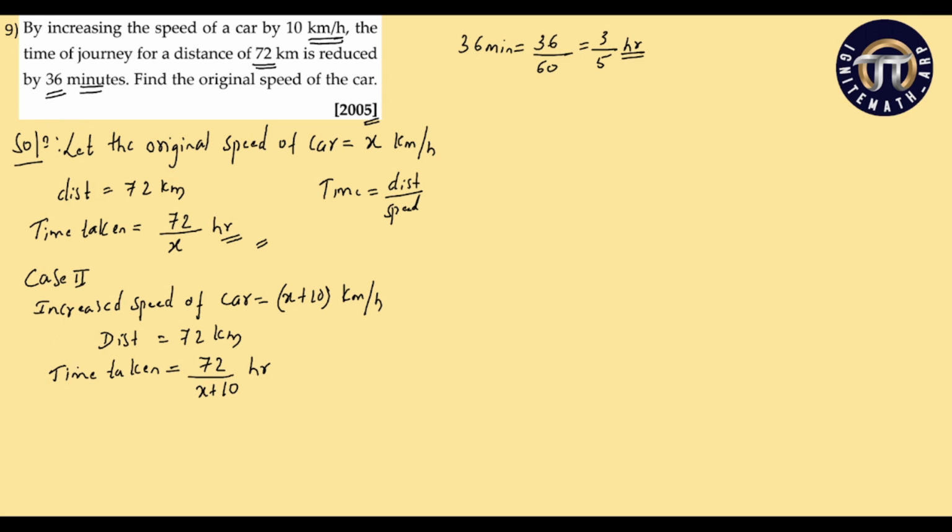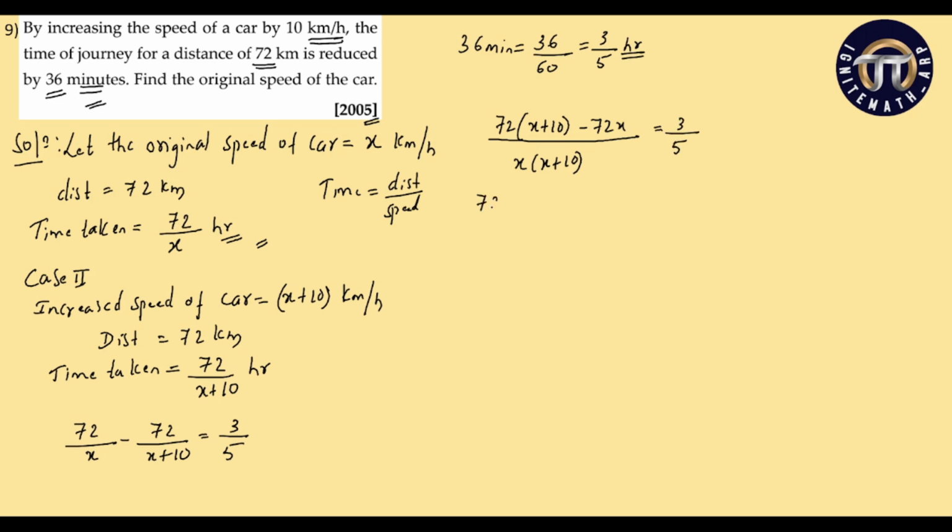The difference between the time taken in the first case, that is 72 divided by x, minus 72 divided by x plus 10, is equal to 3 by 5. Don't write it as 36, children, because 36 is in minutes, which is to be given in terms of hours. Clear? Right. So now I will take the LCM over here. The LCM is going to be x into x plus 10, then 72 multiplied by x plus 10, minus 72x, is equal to 3 by 5.